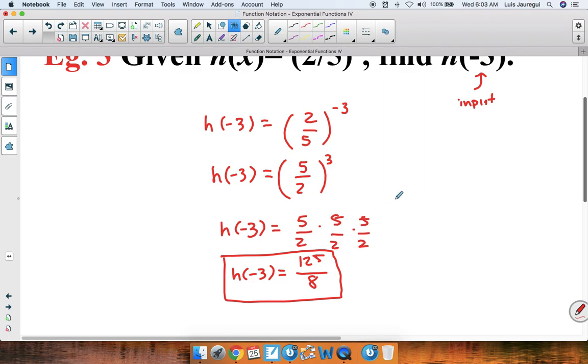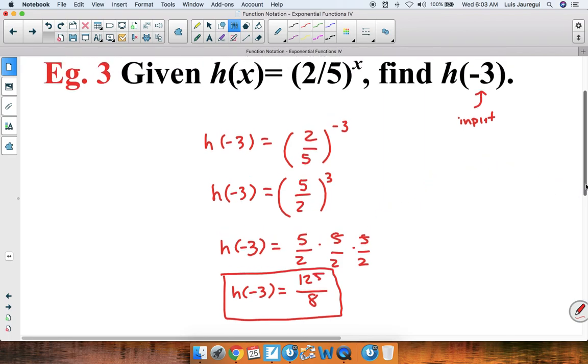So whenever you see any exponential expression raised to a negative exponent, what you do is you simply take the reciprocal of the base and the opposite of the exponent to get an equivalent statement.